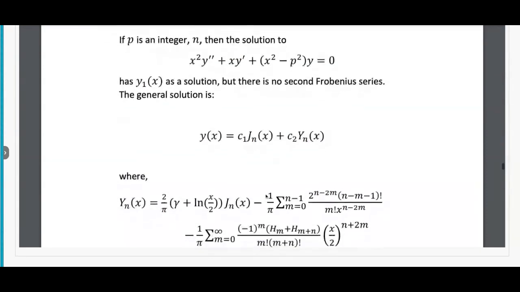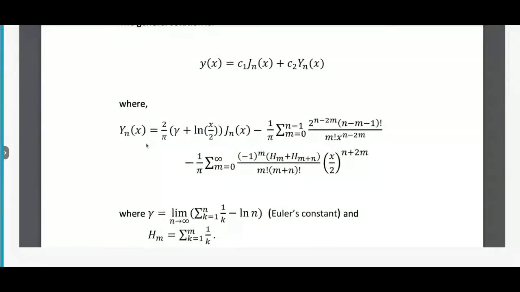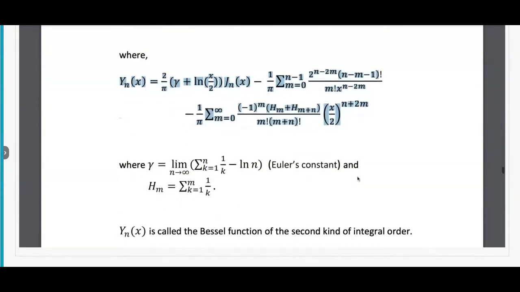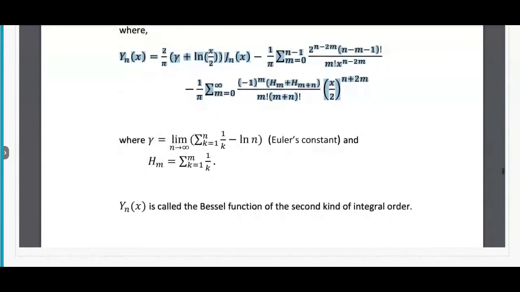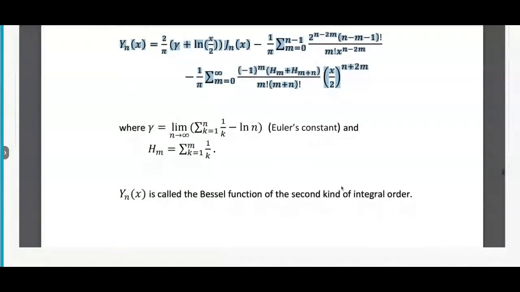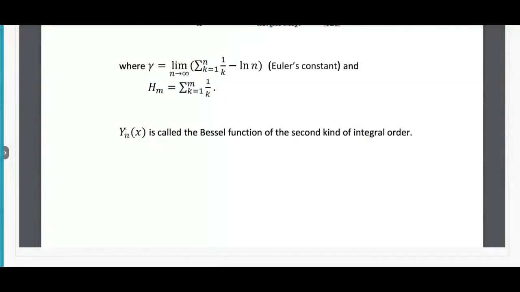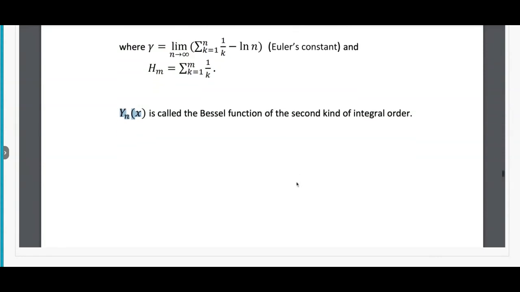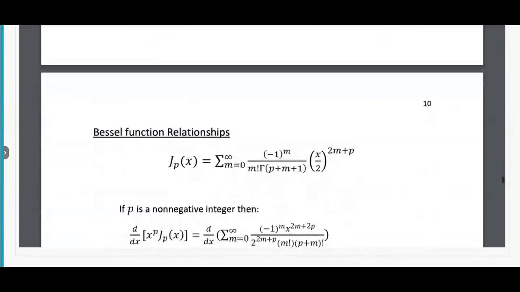Well, Y_n is very complicated to write, right? It's very complicated writing. As you know, I'm not going to test you on this in the final, but just to know this. Okay, so such Y of x is called the Bessel function of the second kind of integral order, just to know it.